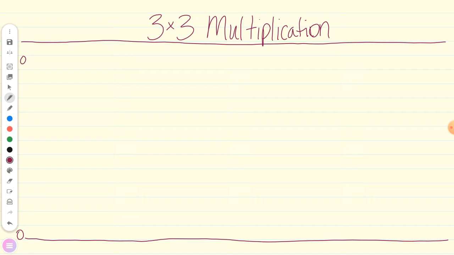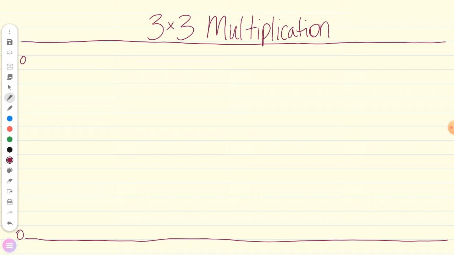Okay, so we're going to practice 3 by 3 today. We're only going to do 2 examples, but we're going to solve it using lattice and we're going to solve it using algorithm. Okay? Algorithm is new, but if we can do 3 by 2s, we can easily do 3 by 3s. It's just one extra step.